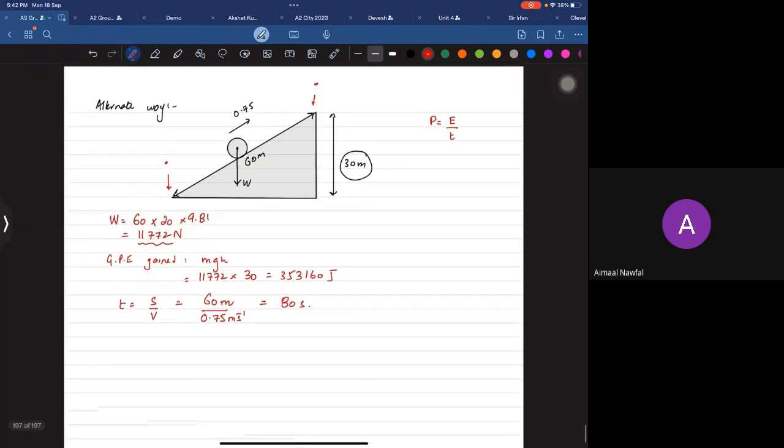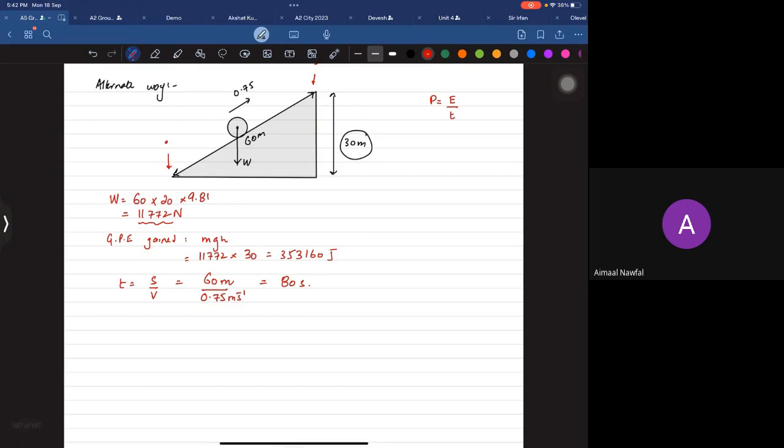Okay. Then when you do this, now you can find the power. Power is energy over time, so it's 353,160 divided by 80. Please check if it gives you the same answer as the previous one. Yes. Okay, you can do this, but I need to teach you the components one as well. Sometimes they don't give you components. So this would be 4.4 kilowatt. The total power would be 4.4 kilowatt plus the power needed to overcome friction, so it would give you 6.4 kilowatt as the answer.